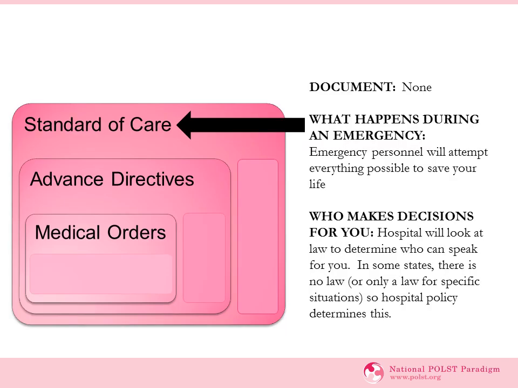With the standard of care, emergency personnel are required to do everything possible to attempt to save someone's life during a medical emergency unless there is a medical order to the contrary. So if you do nothing, this is what you will get. Emergency personnel will do everything possible to attempt to save your life, and then at the hospital, they will look at state law to determine who can speak for you. In some states, there is no law, so hospital policy will determine who ultimately is involved in helping make your care decision.